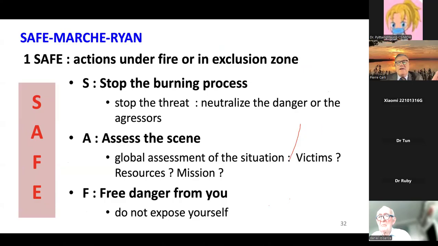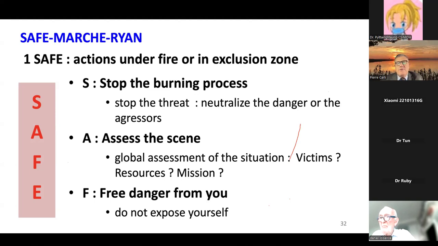You consider that you are under fire or in a very dangerous zone. That means a place where you cannot control everything. So first, you have to try to stop the threat. If it is a military operation, that means neutralize the danger from the aggressors. If there is a fire, it means stop the fire and so on. First, SAFE is stop the burning process.